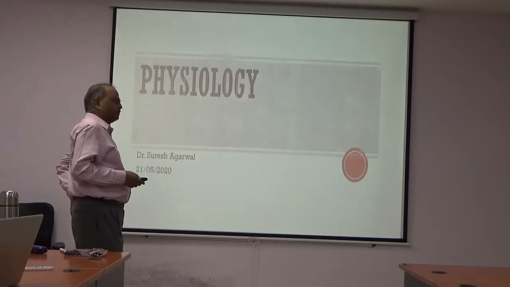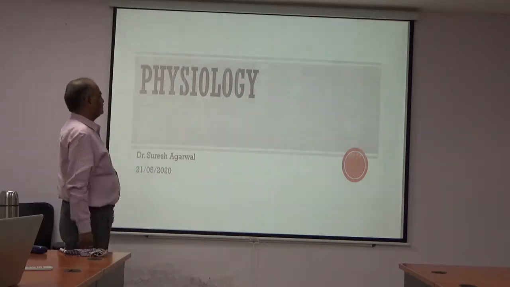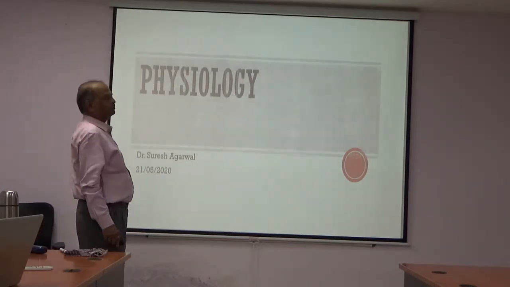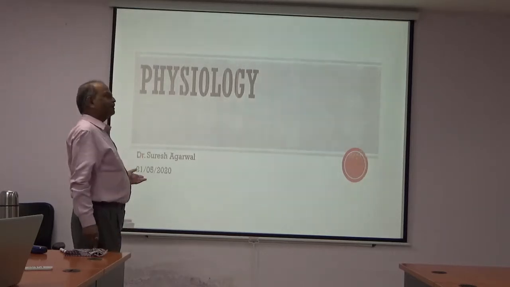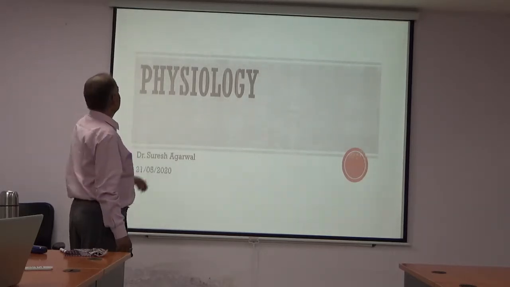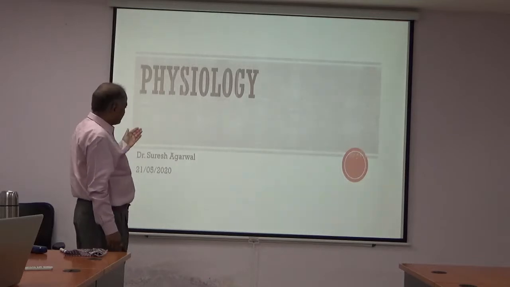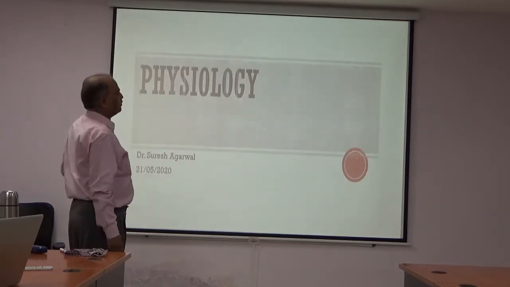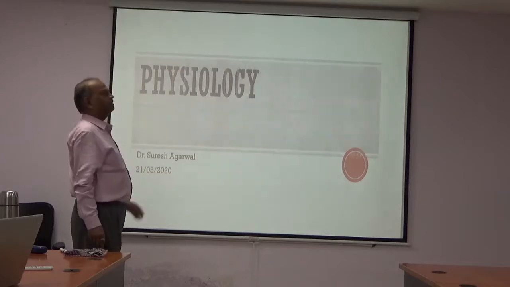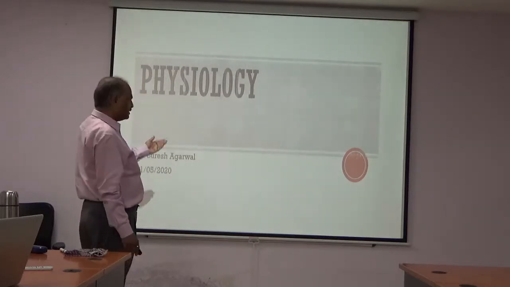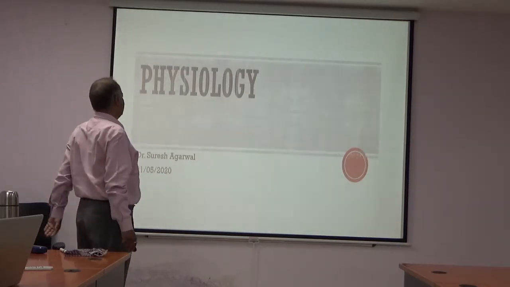So, we should know something about how WBC is formed, where it is formed, what are the different factors which regulate the leukopoiesis, how it is released into the circulation, what are the characteristics and features we can see, and what is ultimately the function and what is ultimately the fate of the WBC.